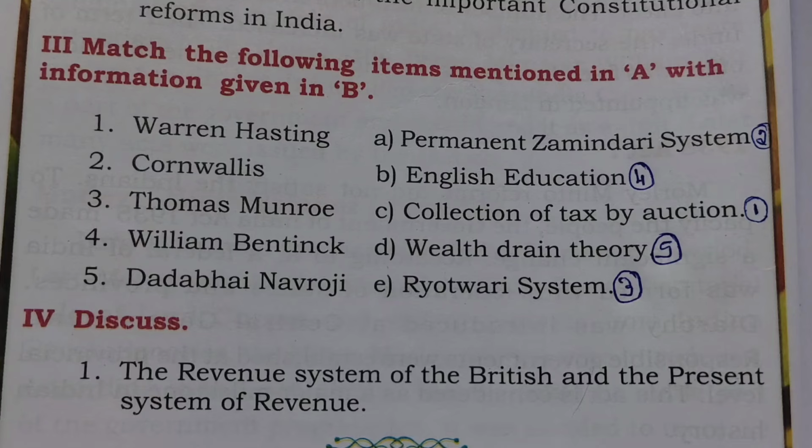Third one, Thomas Munro, Rotary system. Fourth one, William Bentinck, English education. Fifth one, Dadabhai Naoroji, Wealth Drain Theory.